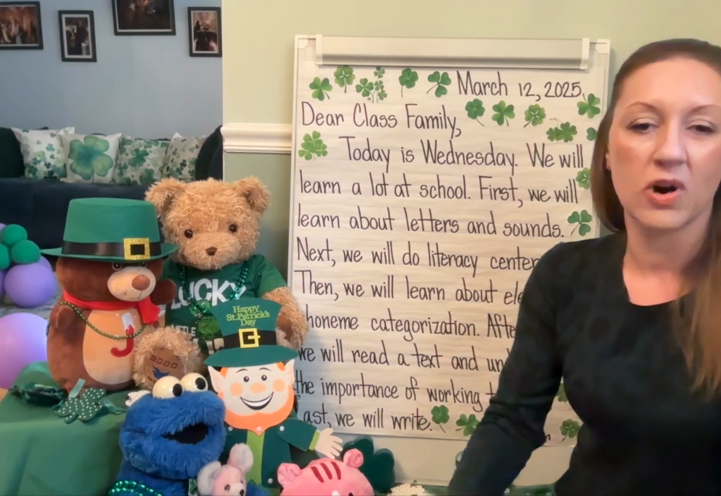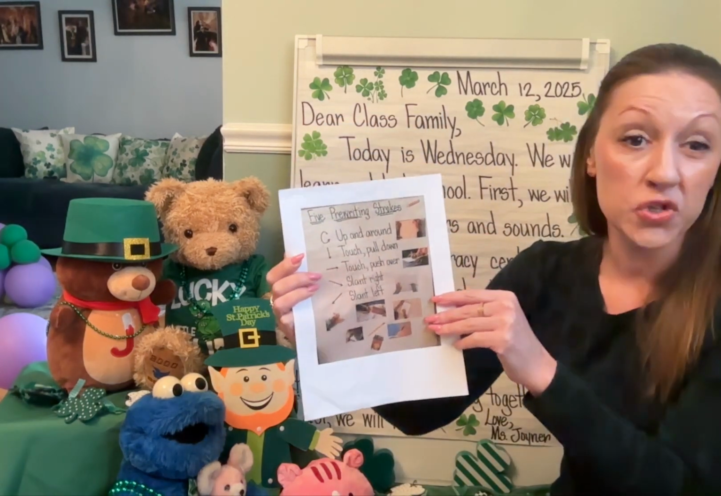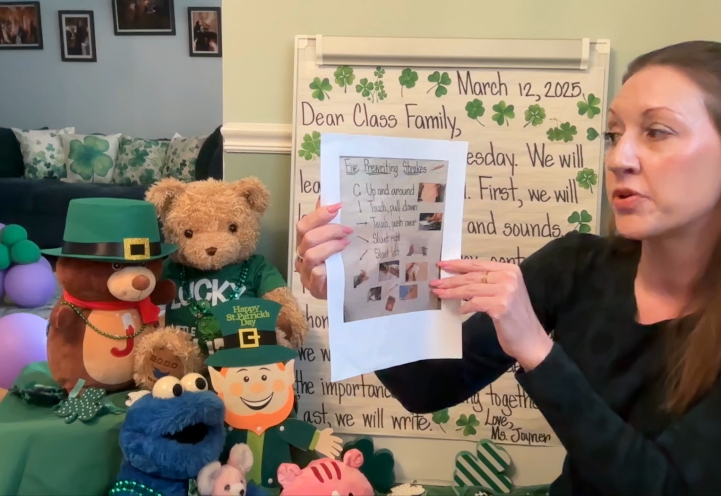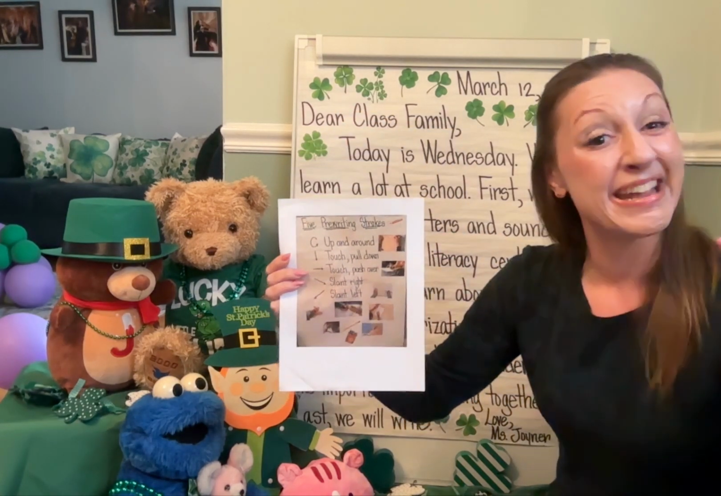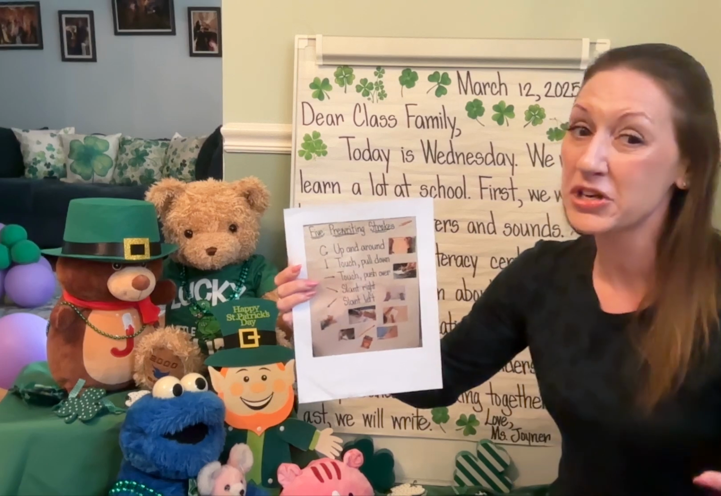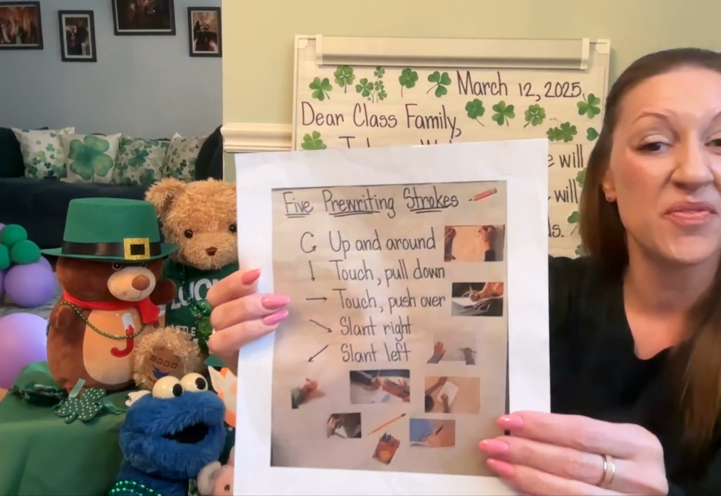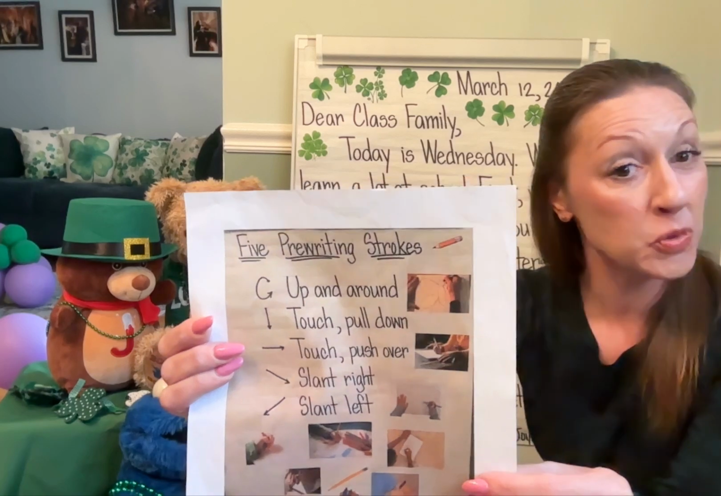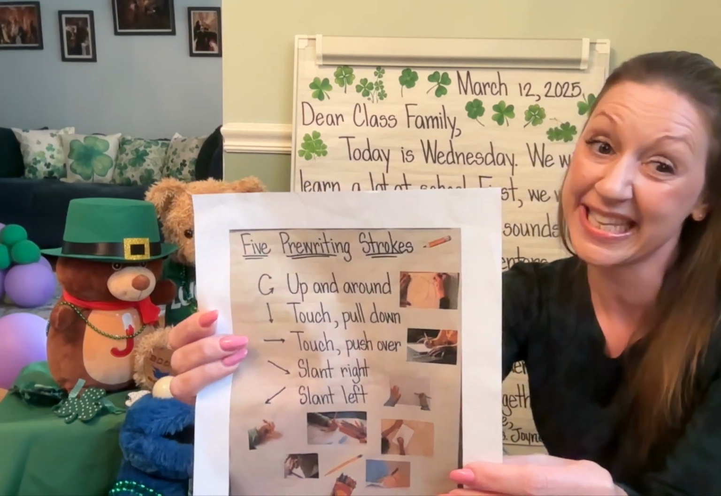Last, we will write. And remember, when writing, we are also going to be remembering the 5 pre-writing strokes that good writers use when writing letters, drawing pictures, and writing numbers. We have up and around, touch, pull down, touch, push, over, slant right, slant left.